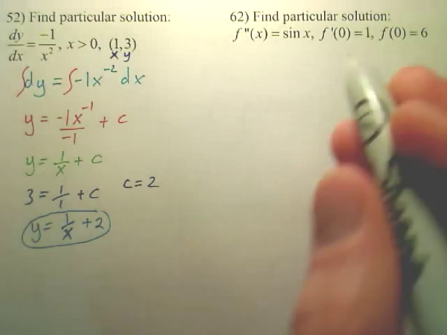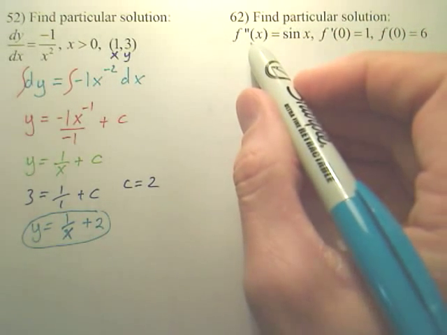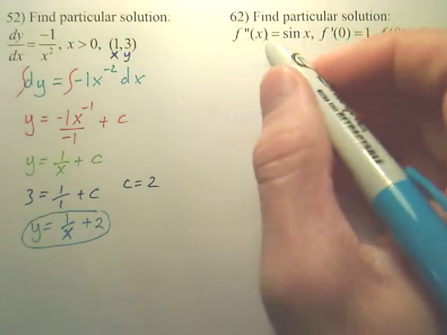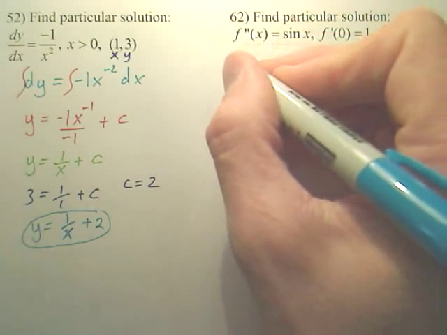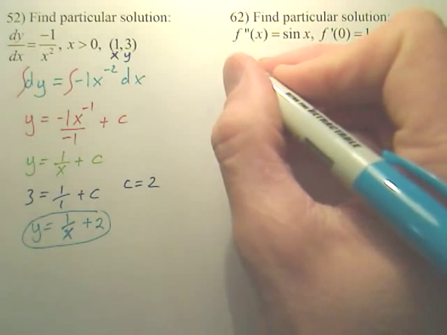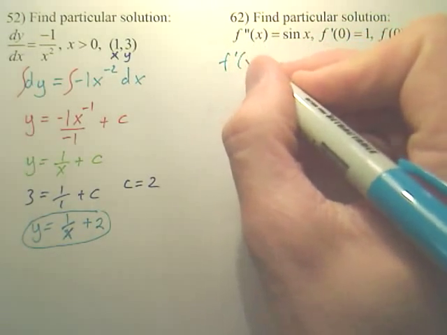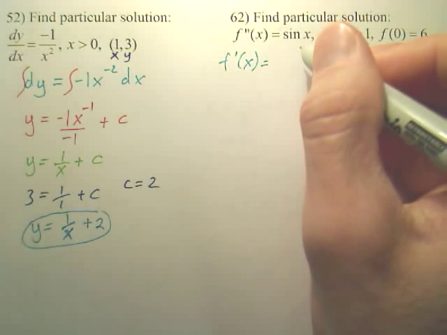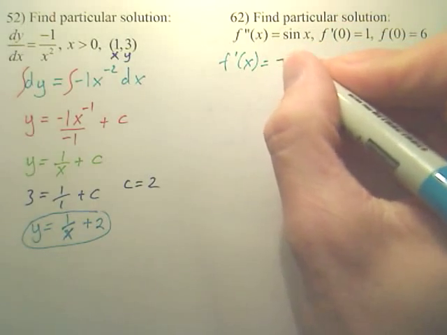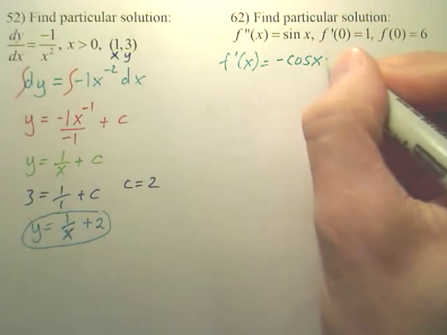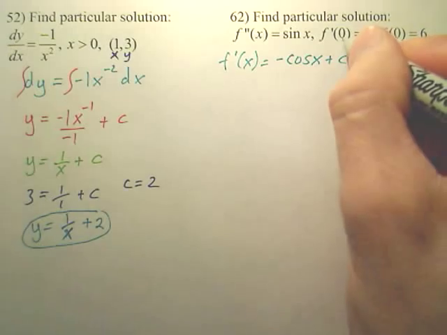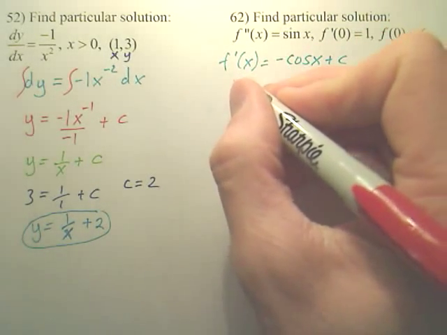Number 62. I want the particular solution that starts with the second derivative and works its way down to the regular function. So you're doing it twice. To work your way down, the first thing is, if I integrate both sides, I basically will get f prime x is equal to the integral of sine, which is negative cosine. Is that correct? Is the integral of sine negative cosine? Yeah. Plus c.